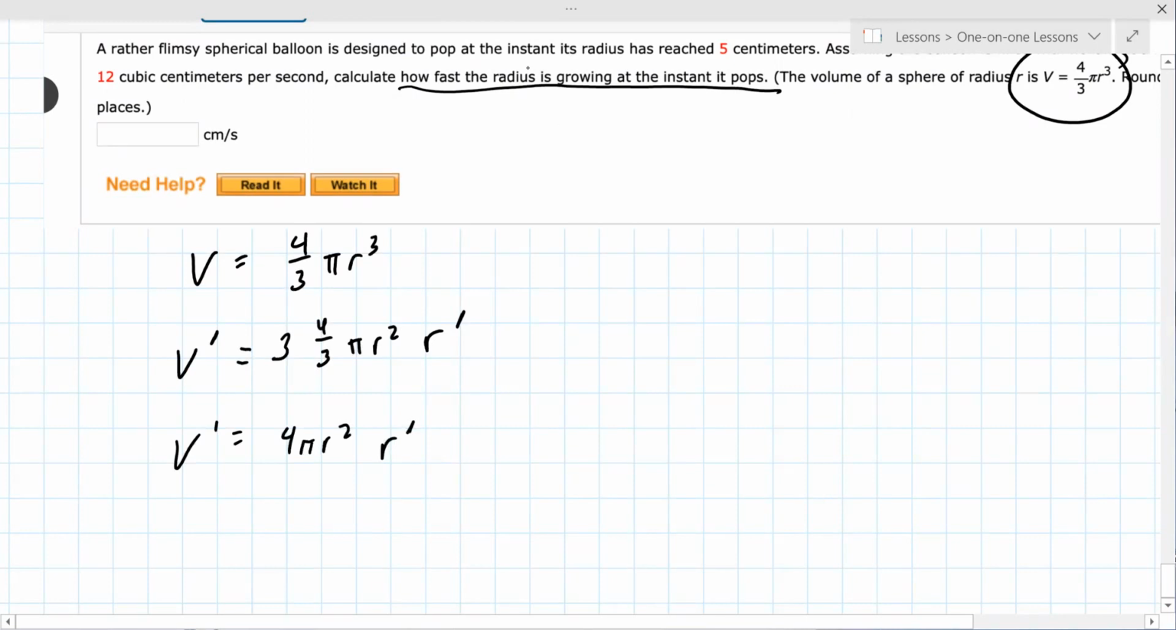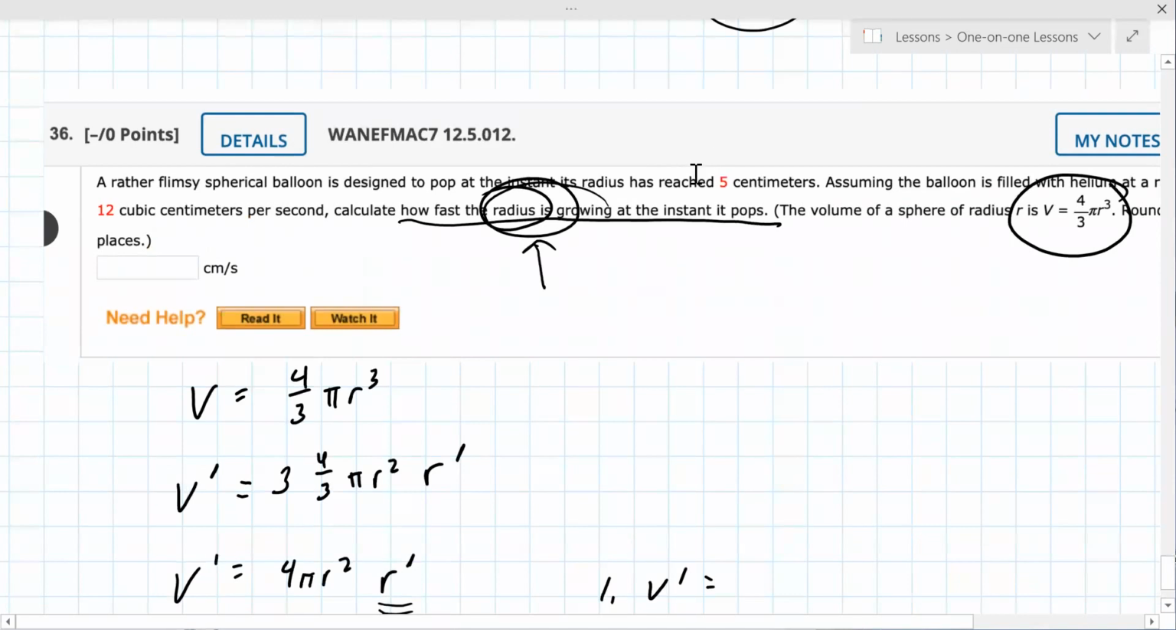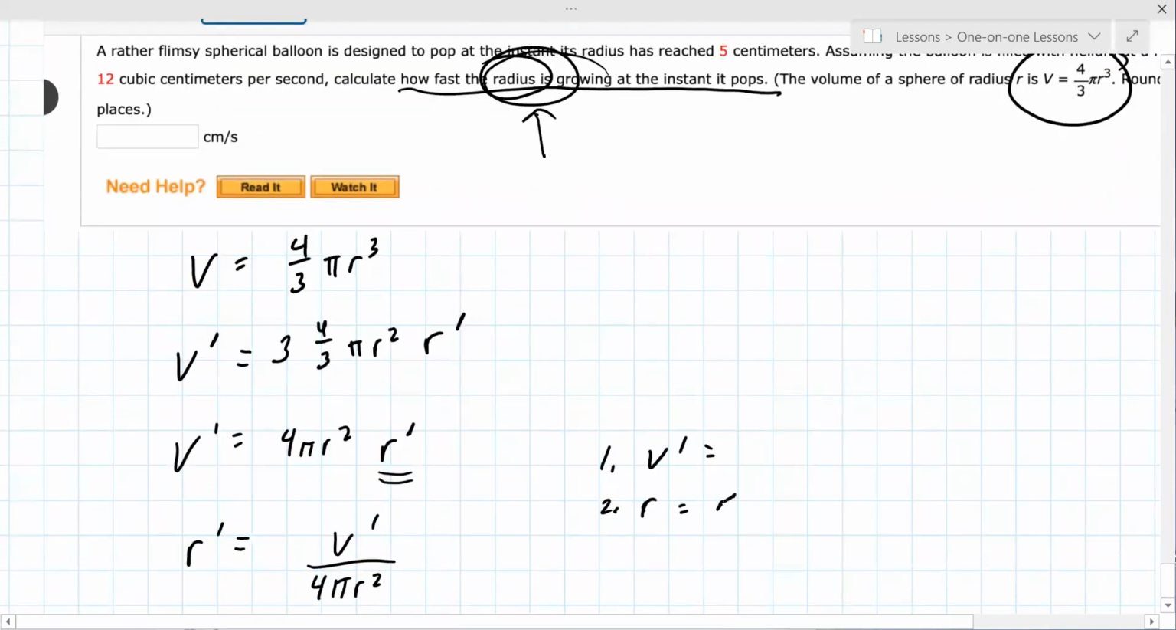Now, what is it asking for? The radius, r prime. That's asking for this. So r prime equals v prime over 4 pi r squared. So if you're making a list here, you need v prime, and you need R. Do you have either of those? Well, let's go back and read the problem now. Radius is 5. Got that. Check. And V prime is 12. So you have everything you need. You just plug those values in.